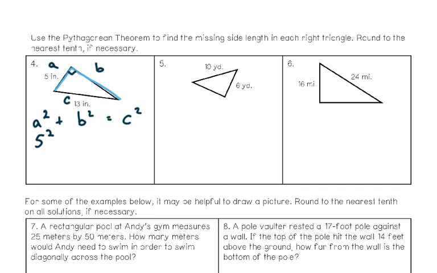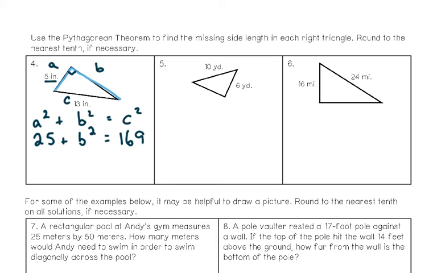Now I need to substitute in my values. 5 is going to go in for A. I don't know what B is, so I'm just going to leave it B squared. And this time I have C. It's 13, so I'm just going to write that in for my formula. I'm going to simplify what I can, so I'm going to do 5 squared and 13 squared.